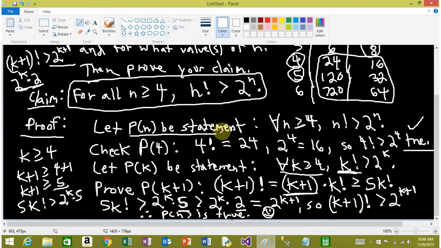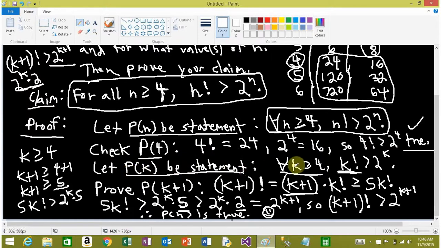So we had our P of n, our statement right here. We stated that. We checked P of 4 because that's the first value where n factorial is greater than 2 to the n. And we see that that was true, just plugging in 4 on both sides of the inequality. So 4 factorial is greater than 2 to the 4th. And then we restate again using k instead of n, so that's P of k is our statement. So just replacing all the n's with k's.